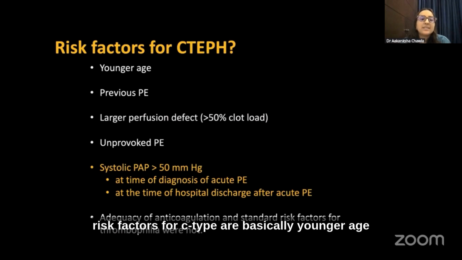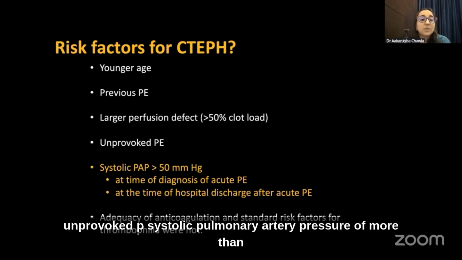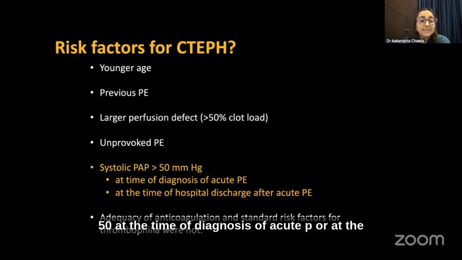Risk factors for CTEPH are basically younger age, previous history of PE, large perfusion defects, high clot load, more than 50% clot load, unprovoked PE, systolic pulmonary artery pressure of more than 50 at the time of diagnosis of acute PE or at the time of hospital discharge after acute PE. And adequacy of anticoagulation and standard risk factors for thrombophilia were not there.